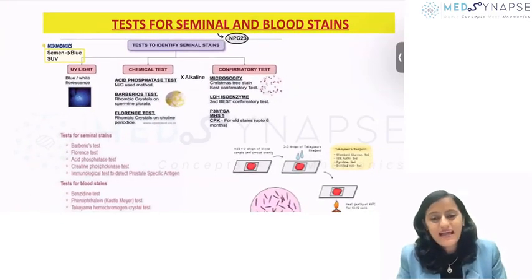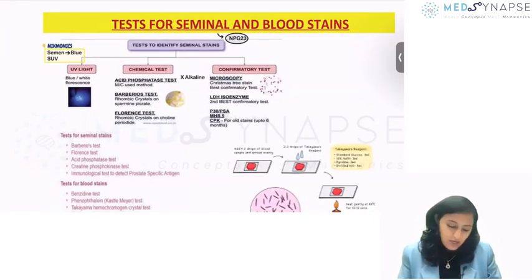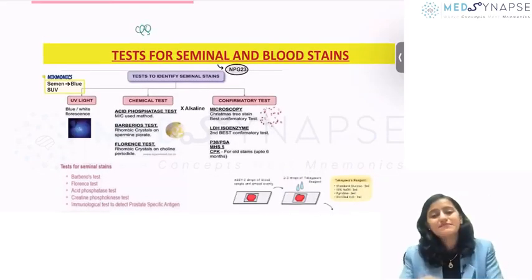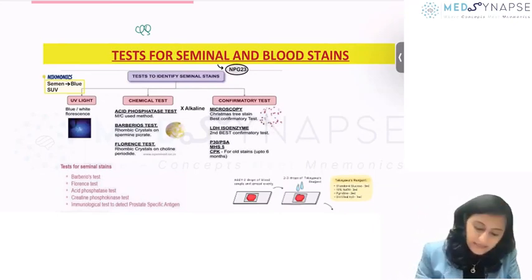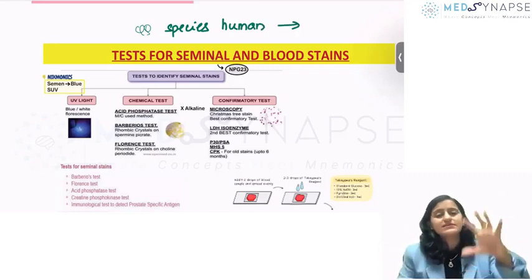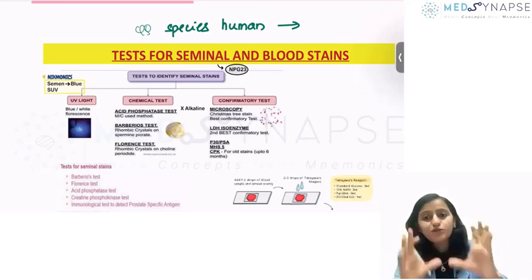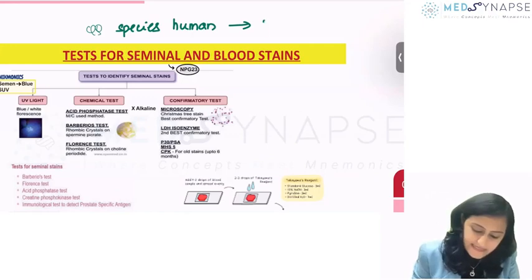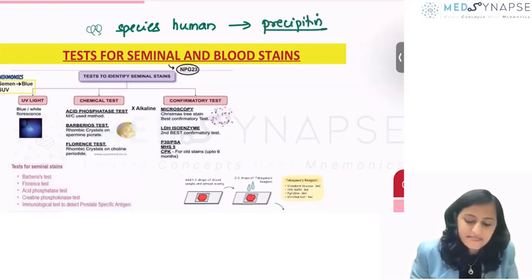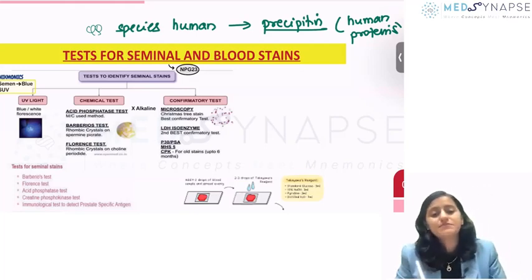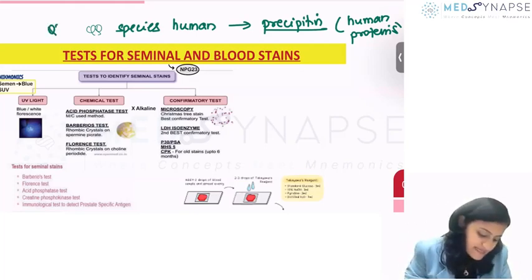So, tests for seminal and blood stains. One very important point that I want you to remember, this has been asked many times in the exam: which test do we do to identify that the stain belongs to the human species? We are not talking about whether it is semen or blood. We are just saying that this is a human species stain. It is not animal. What is that? Very good. It is precipitin. Precipitin precipitates the human proteins. So remember, the precipitin test is for the species. This has been asked in the exam many times.